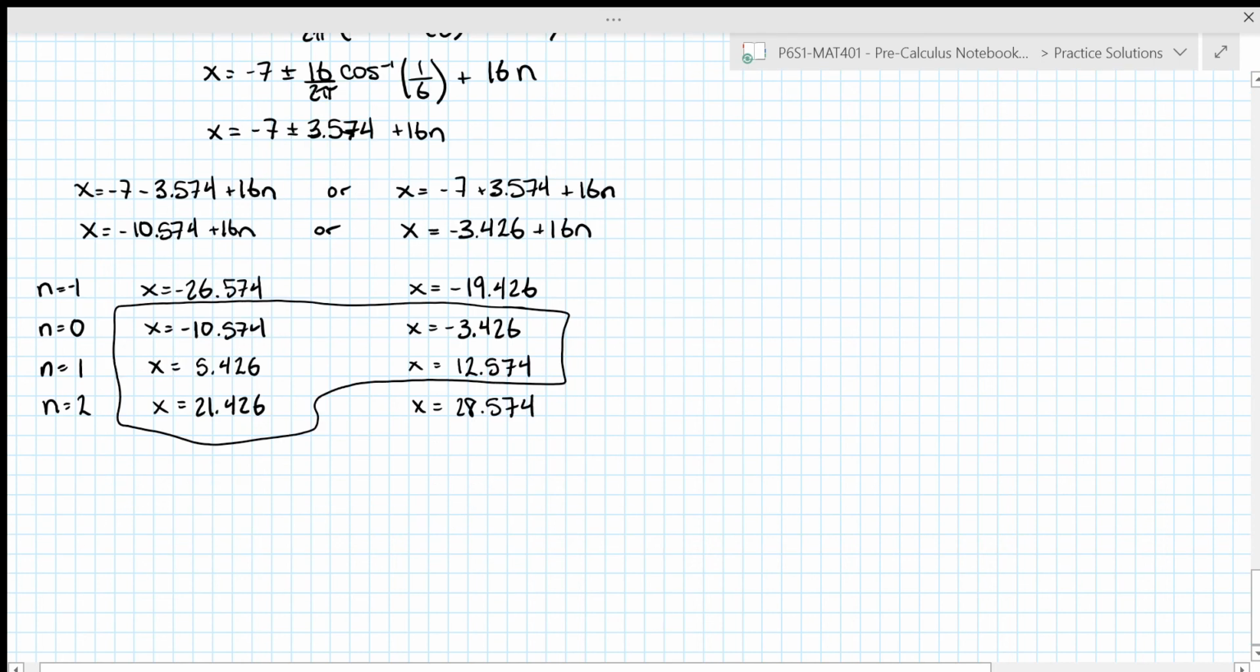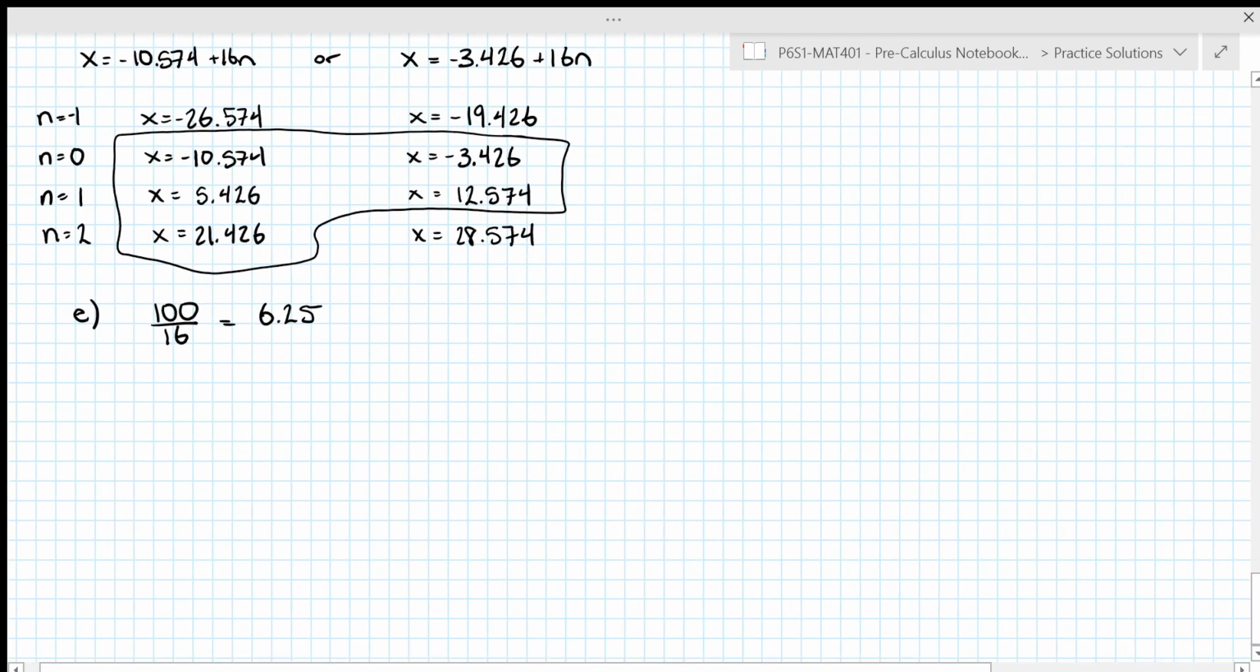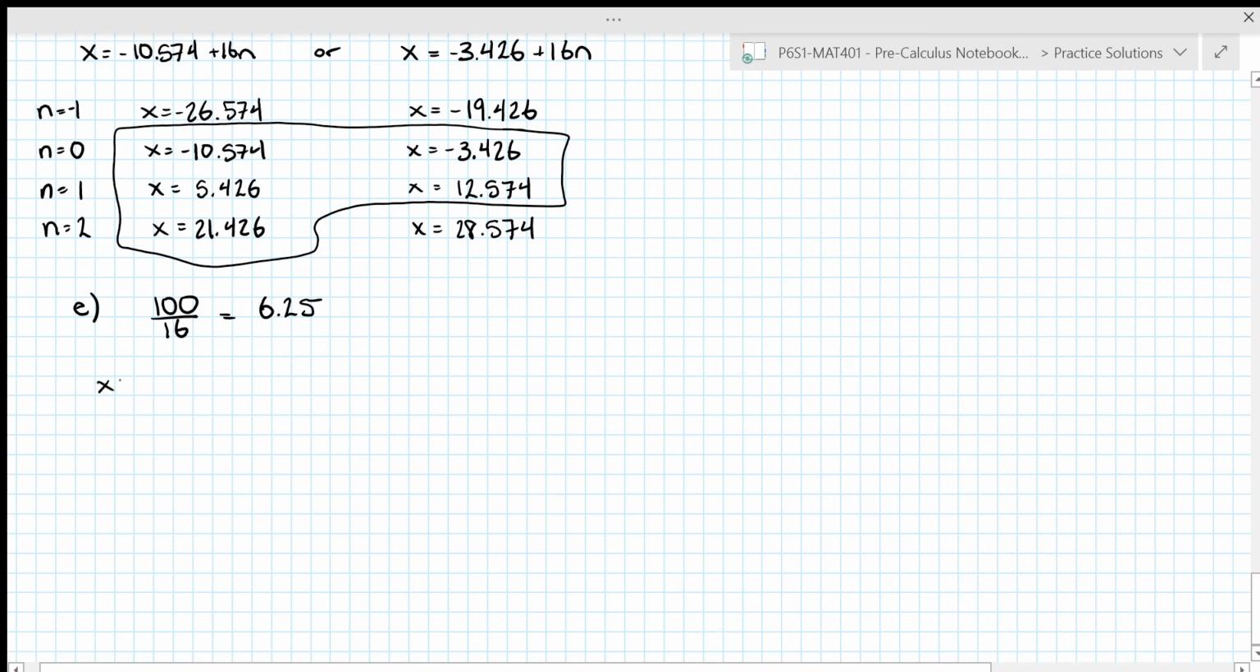I wanted to find the first one over 100 in part E. I do 100 divided by the period. So 100 divided by 16 in this case is 6 1/4, so it's about 6 cycles away. Not quite 6 full cycles away. Both of my solutions are starting in the negatives, so I'm guessing we're going to need to go to the 7th full rotation. So if I try the first one, x is negative 10.574 plus 16 times 7, 7 full periods after this. 16 times 7 is 112.